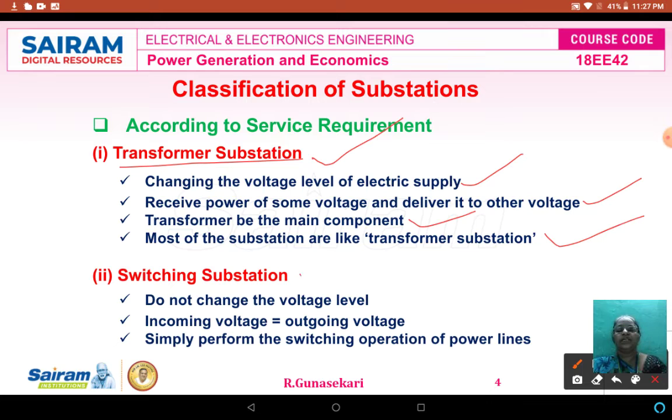Then the switching substation, this is a subdivision of service requirement. The switching substation does not change the voltage level, because the incoming voltage is equal to the outgoing voltage, so there is no change in voltage level. The switching substation is used to perform the switching operation of the power lines. That's why it is called a switching substation.